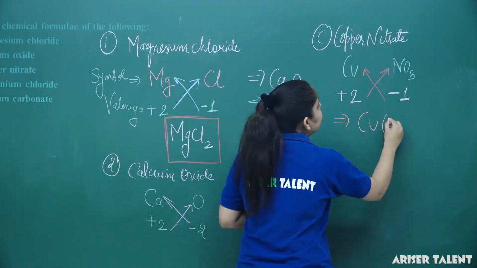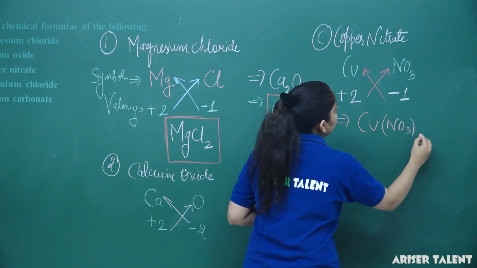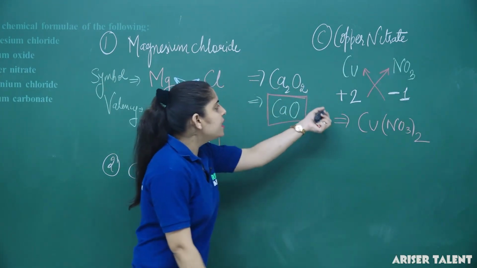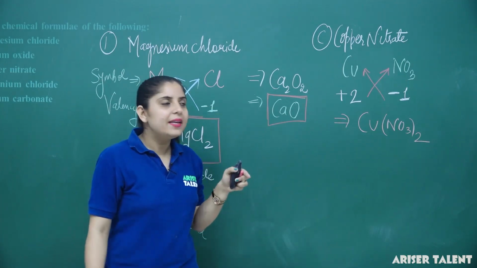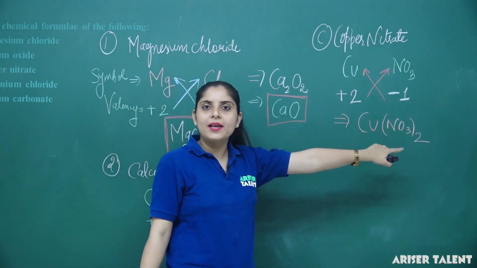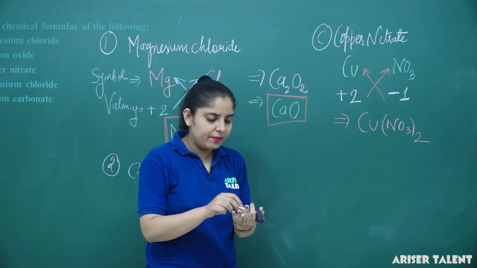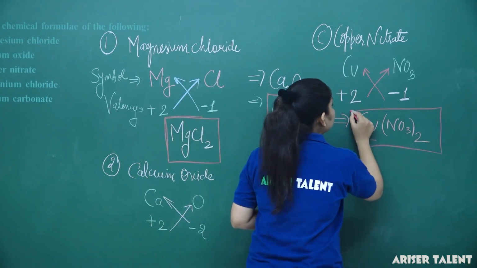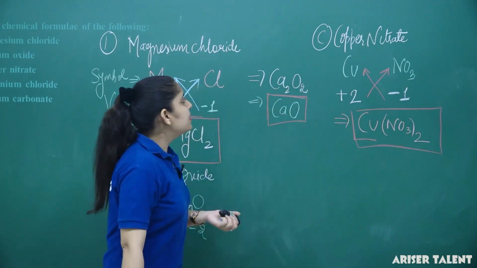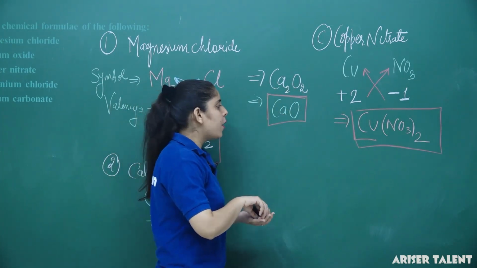So, you will do the crisscrossing of the valencies, and what we are getting here, I will get here Cu and this NO3 whole twice, because this 2 is going to shift on the whole compound. So, you will get here the Cu(NO3)2, which is actually the copper nitrate we have. So, the formula here will be Cu(NO3)2. This is the compound number C you have.